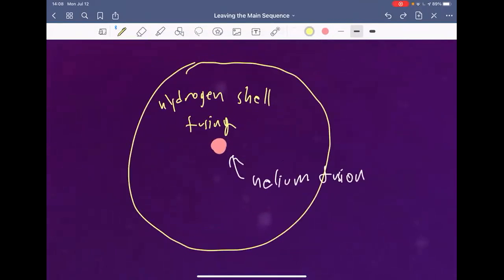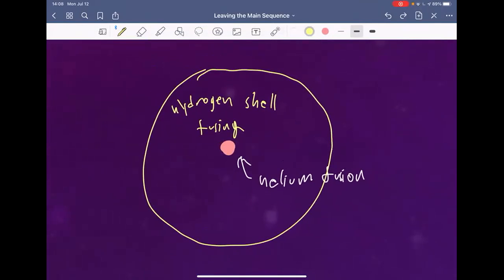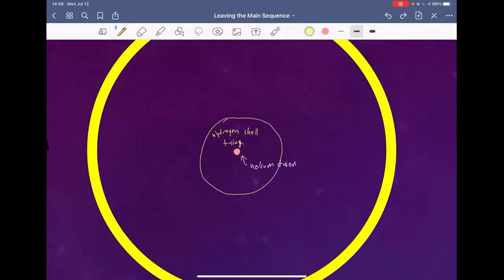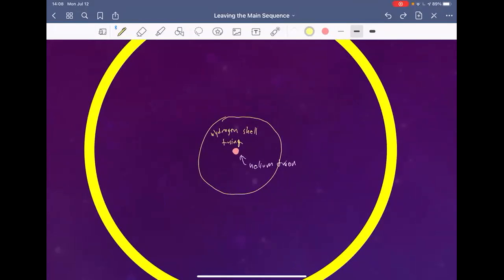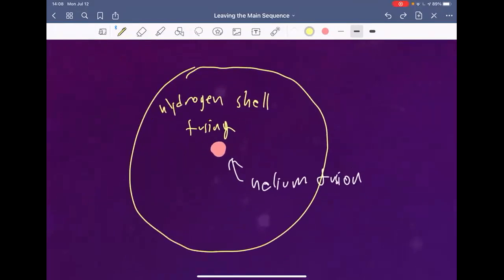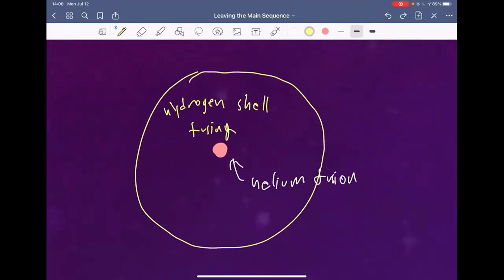What continues happening is that helium gets compacted more and more since the hydrogen is running out. And then it gets compacted enough, becomes dense enough, that the helium begins to fuse. And once helium begins to fuse, the star becomes a lot bigger because helium fusion generates a lot more energy. And your hydrogen shell gets a lot bigger because the core is now a lot bigger.